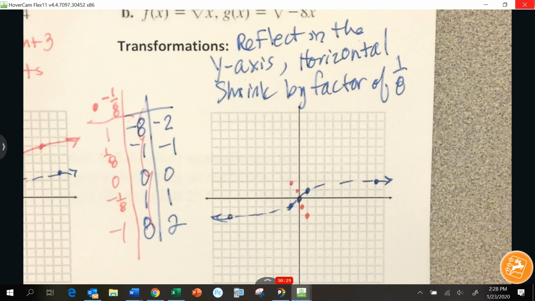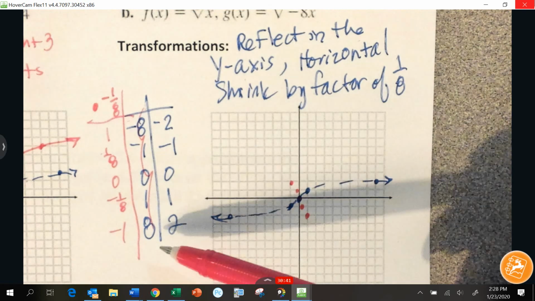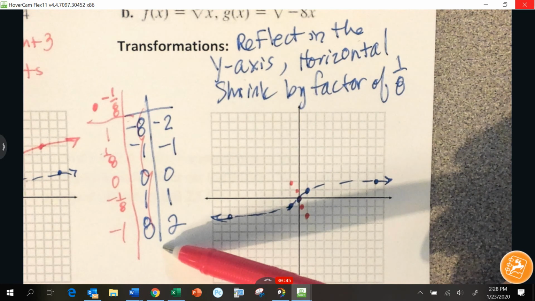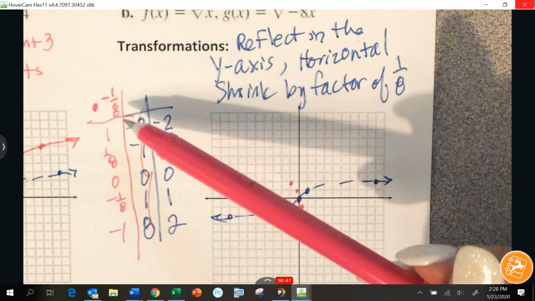Okay. No. So when I look at these 5 points, I feel like it's not going to be very accurate. So this is where I would add on maybe a value. I'm going to add in an x value that I can easily multiply by 8 and get a nice answer.